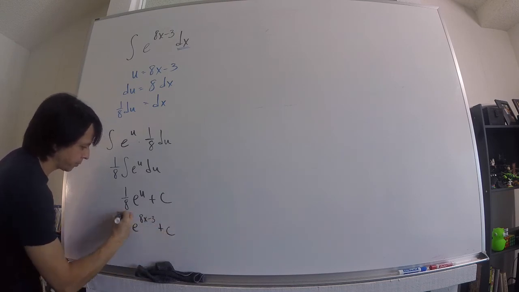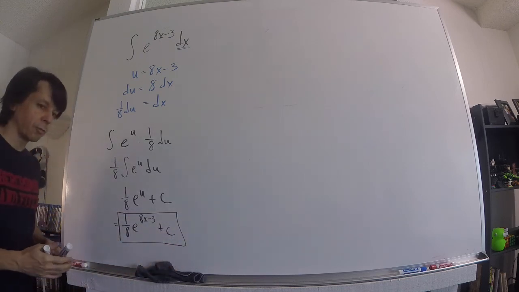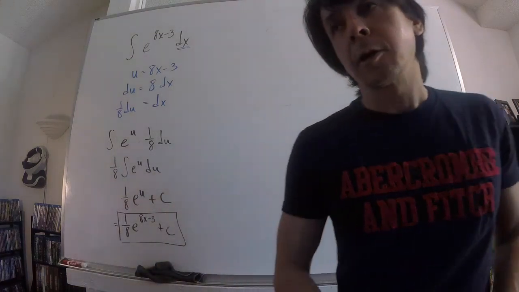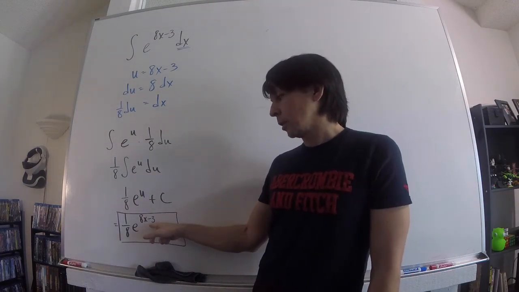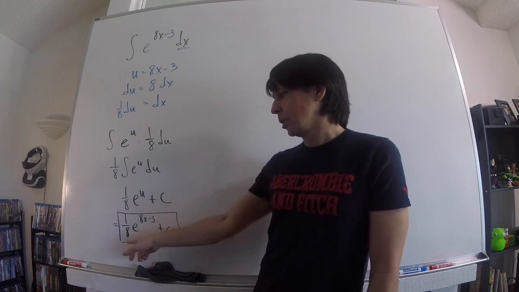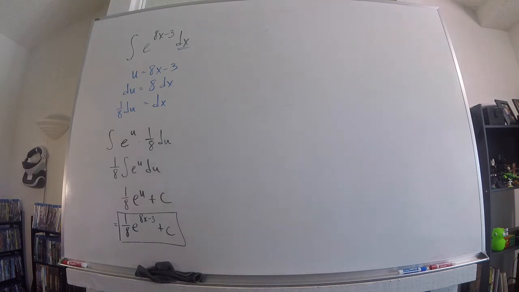And that's it. You can check it if you want. That'll definitely work out. So as long as you're confident that you did your work correctly, that'll be your answer. The derivative will be e to that whatever, and then the chain rule on that will have an 8, which will cancel that 1/8 and give you a clean coefficient of 1. So that's how that's going to work.